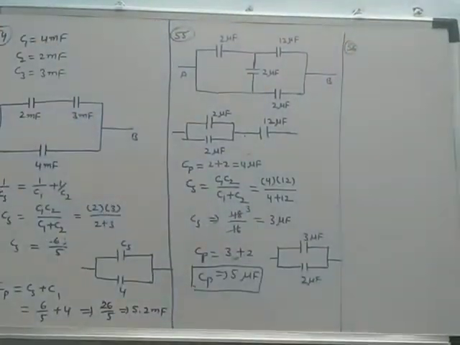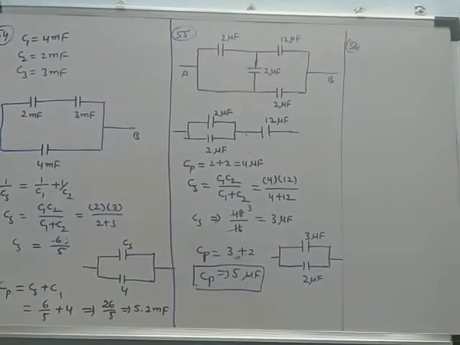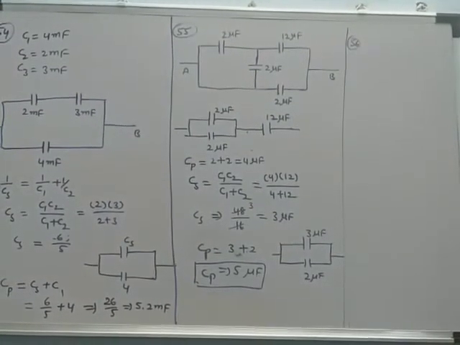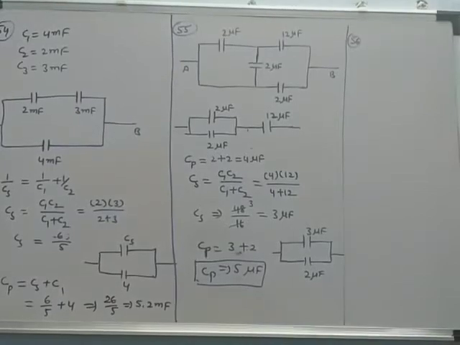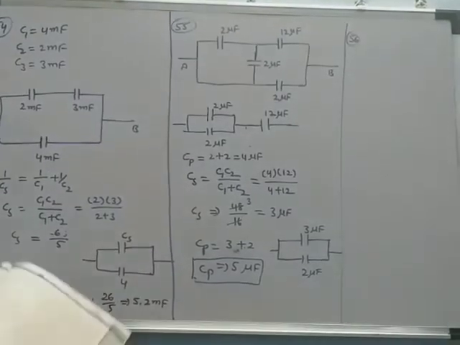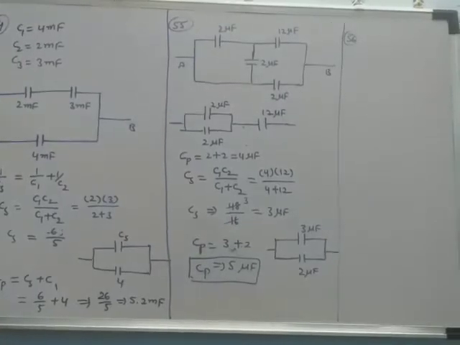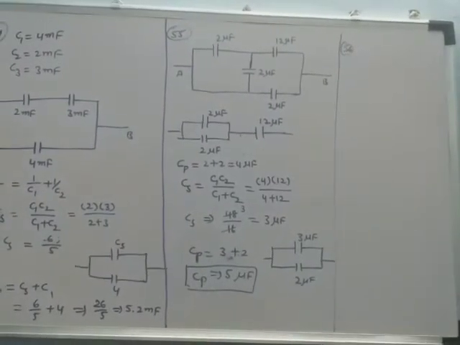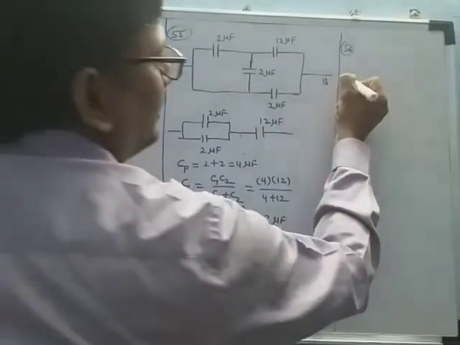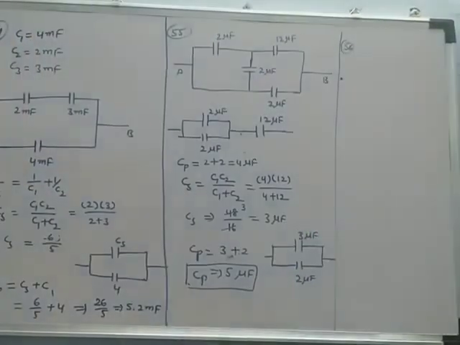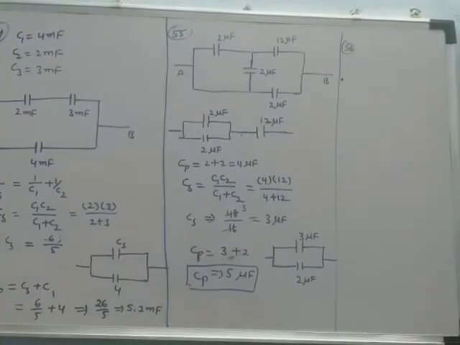What is there here? The 56. In the given figure, each capacitor is equal to 45 microfarad. Then find the equivalent capacitance between A and B in the given circuit. See, the circuit is given. Then find out the equivalent capacitance.